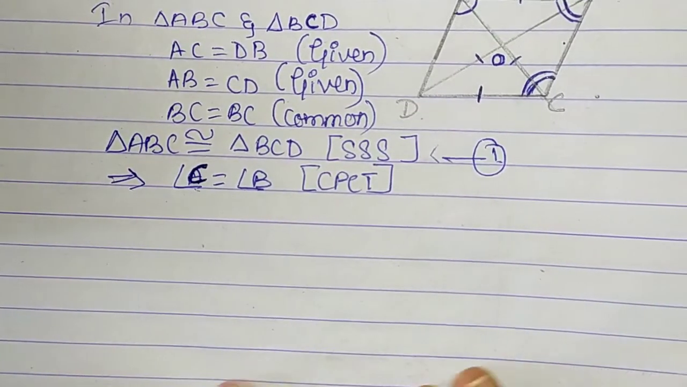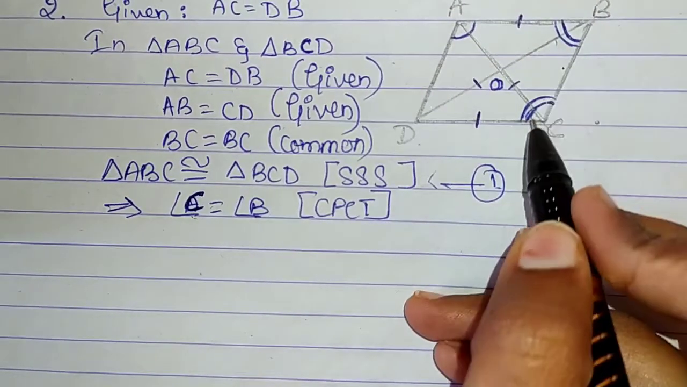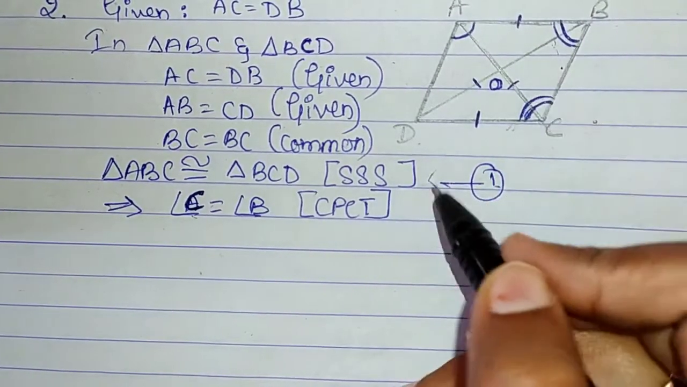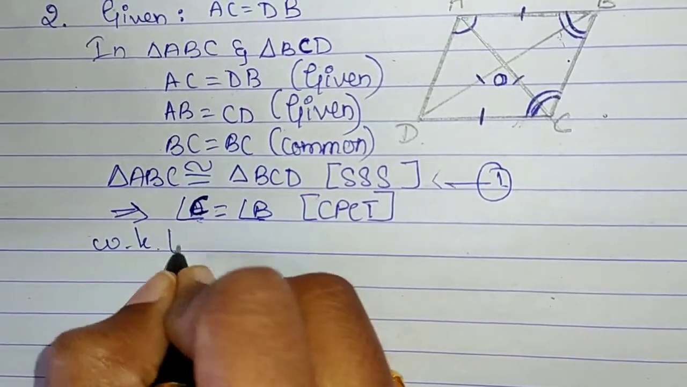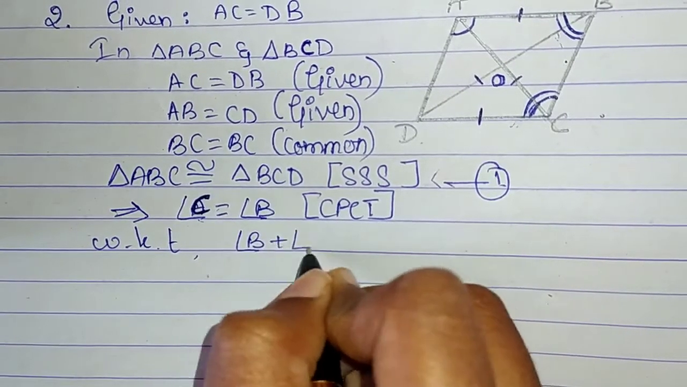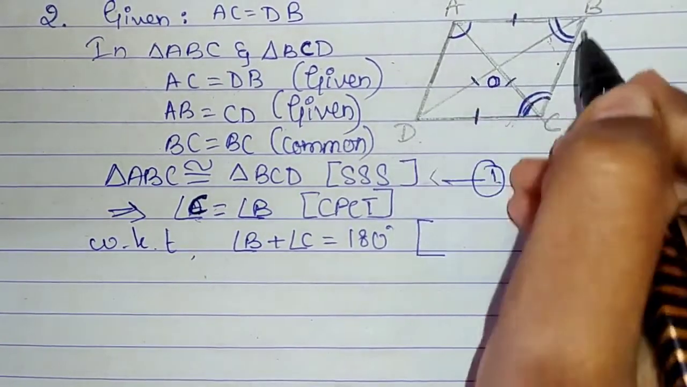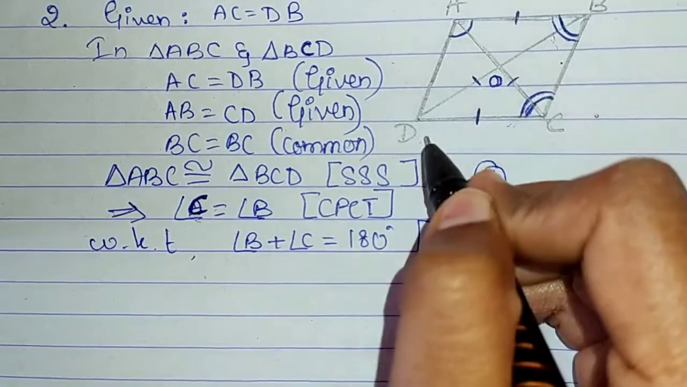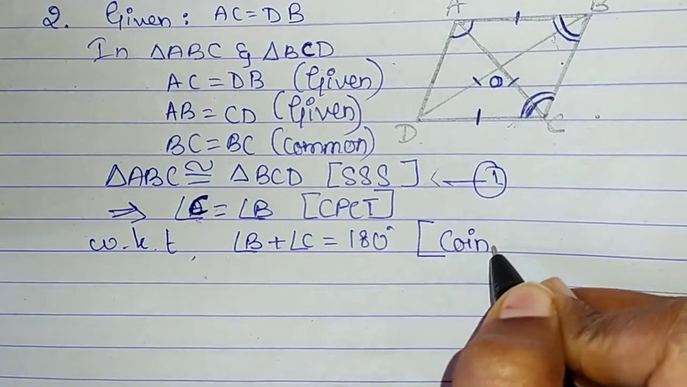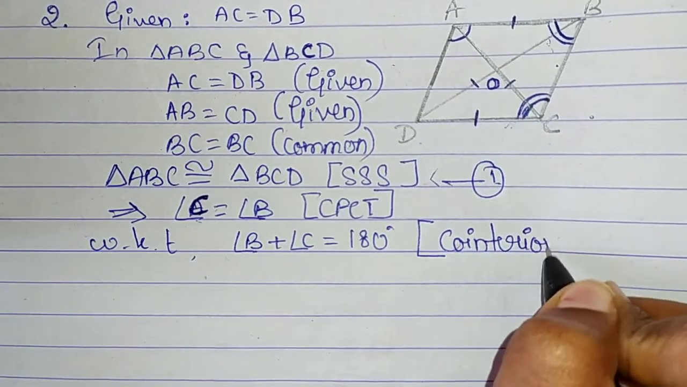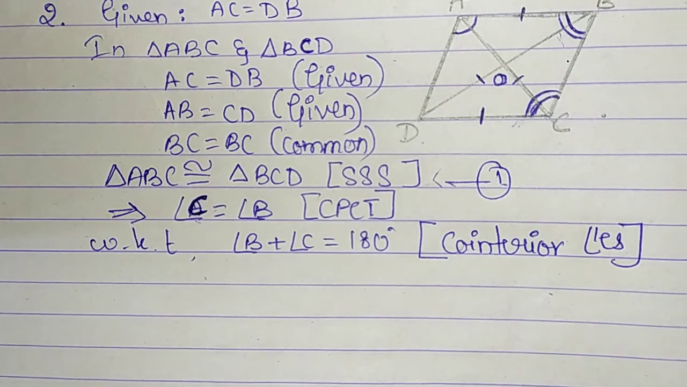So since the triangles are congruent, we can say that the angles are equal. That is, by CPCT, angle B is equal to angle C. The adjacent angles of the parallelogram, we got that they are equal. So now we know that angle B plus angle C is equal to 180 degrees because AB is parallel to CD and BC is the transversal. So they are angles on the same side of the transversal, or co-interior angles. When the lines are parallel, the angles are supplementary.